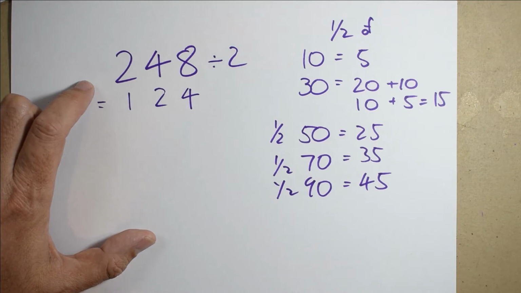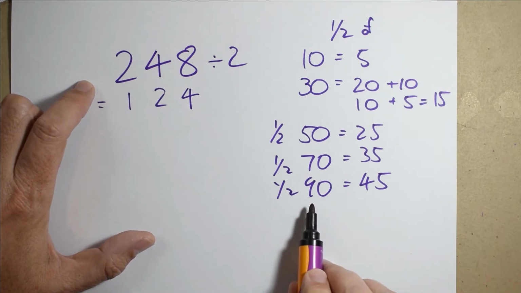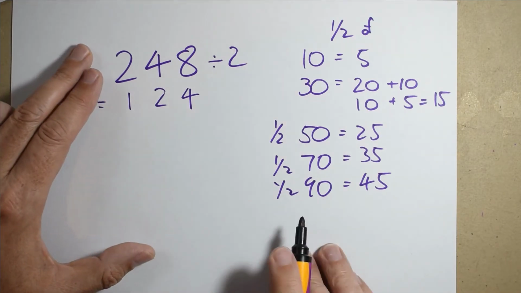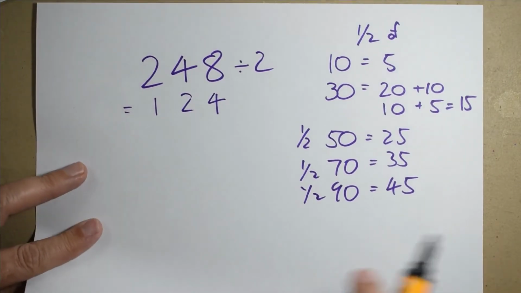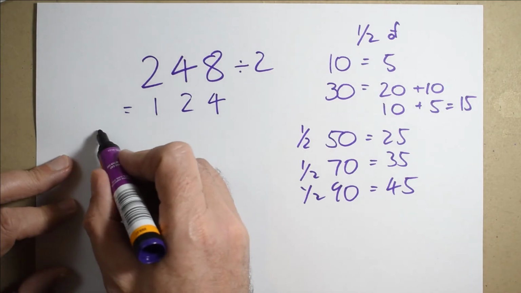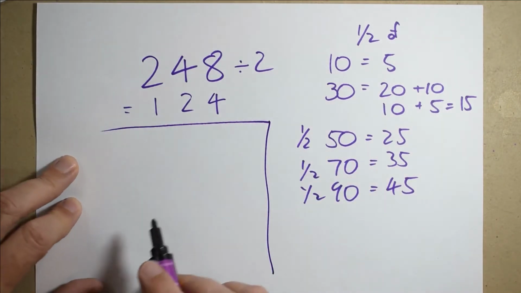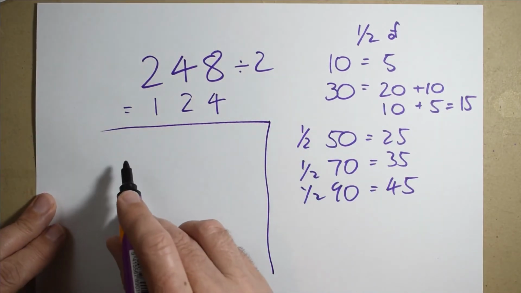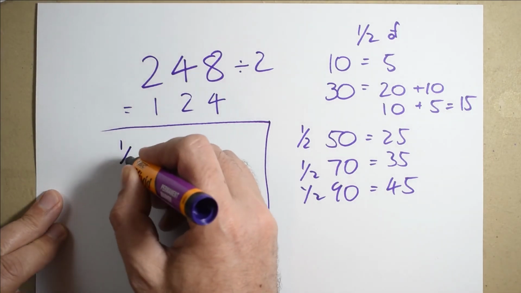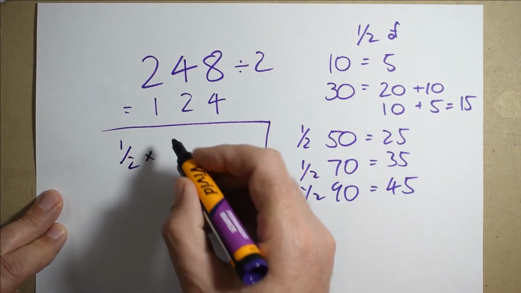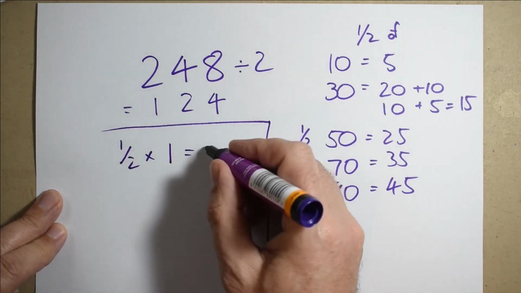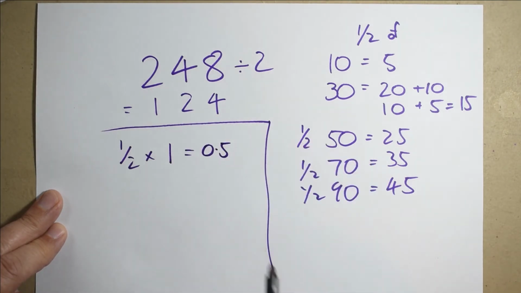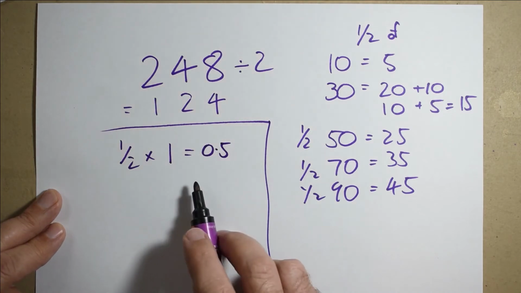Now, these are bigger numbers. Does it work for littlies too, like decimals, numbers that are already small? Can I have those? Yes, I can. It's just that your decimal is going to be even smaller again. So if I said half of 1, I know that the answer is 0.5. That's where that 0.5 comes in that we were talking about before.